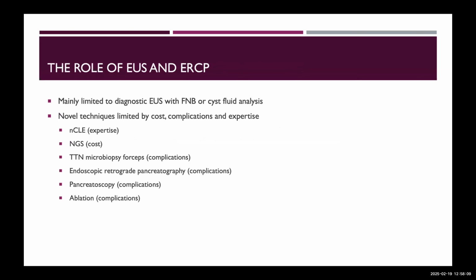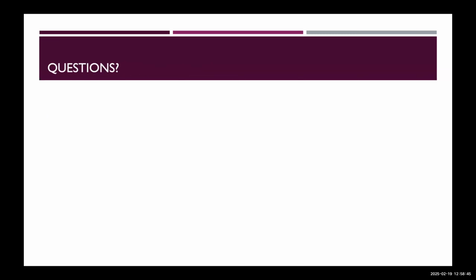So lastly, my last slide, my thoughts with EUS right now is it's mainly used for cyst fluid analysis and characterization of the cyst itself. Those other cool things that we discussed briefly, including the endomicroscopy, NGS, through-the-needle biopsy forceps, pancreatoscopy, and ablation, are somewhat fraught with complications. They might be very expertise laden, and sometimes the cost of these things is inordinate, which would not allow us to really run a program with something like that in mind or in place.